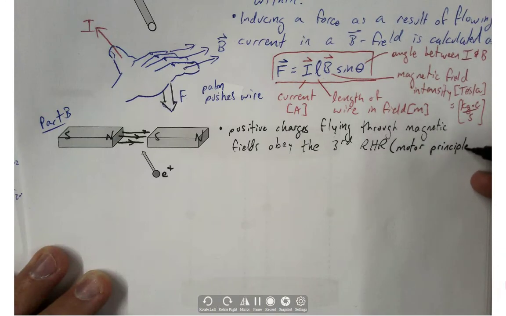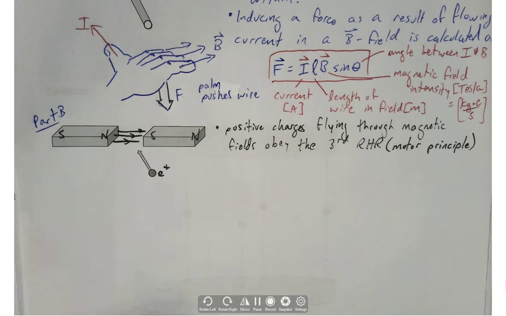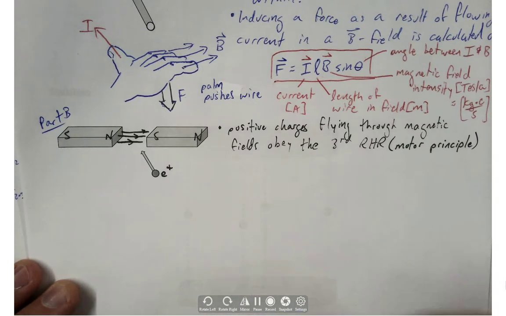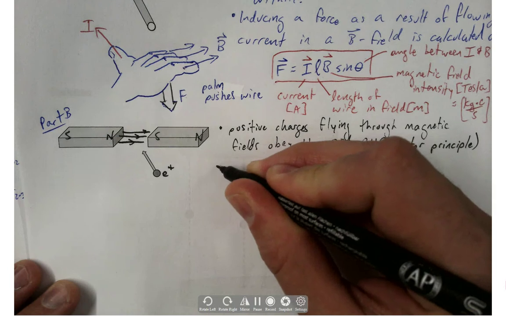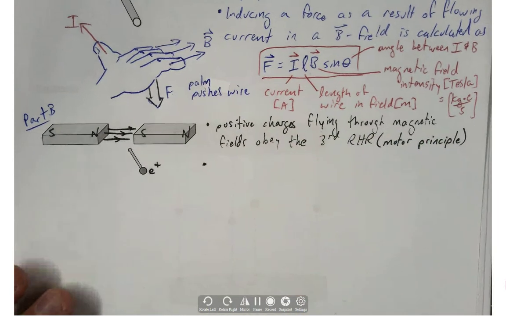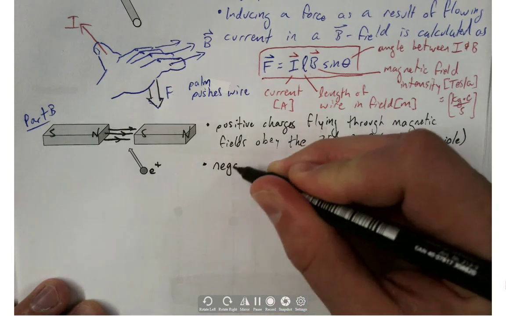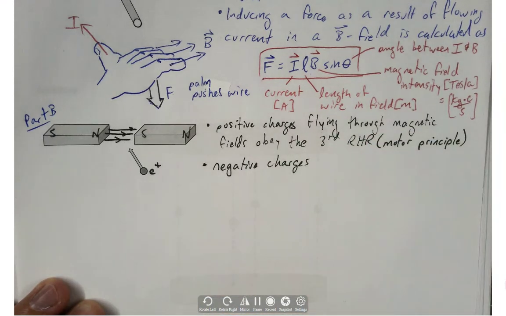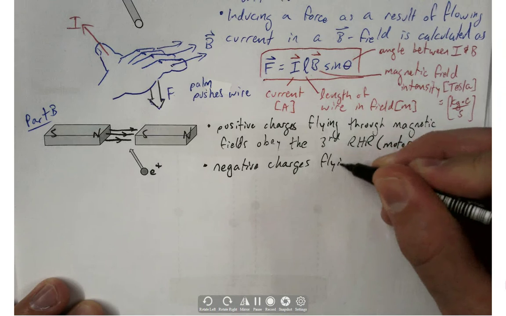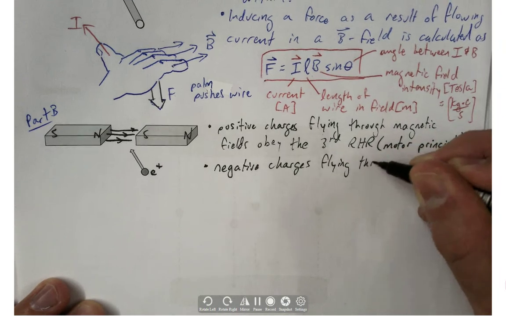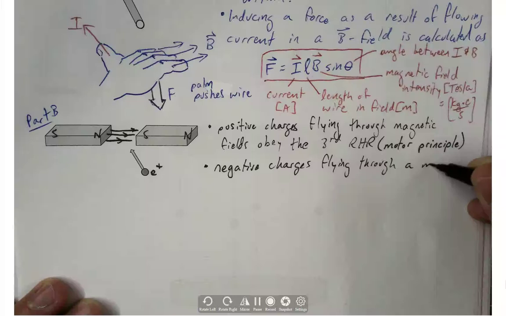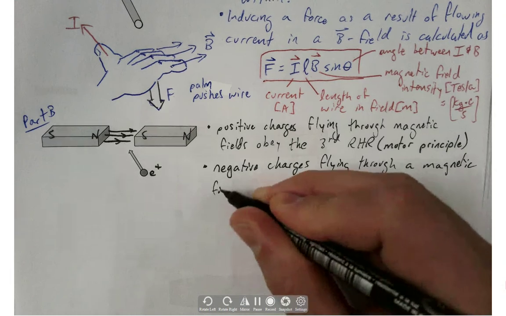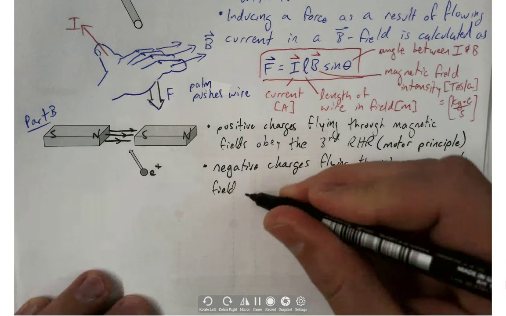And the reason they call it the motor principle is because it applies a motive force, like that pushes something, right? Like in the case of the straight wire, maybe pushes it in the direction of the palm. But in the situation of this flying positive charge, we'll talk about it getting pushed in a direction. Now, negative charges. So if this had been an electron flying through the air, so negative charges flying through a magnetic field, follow the opposite force rule.